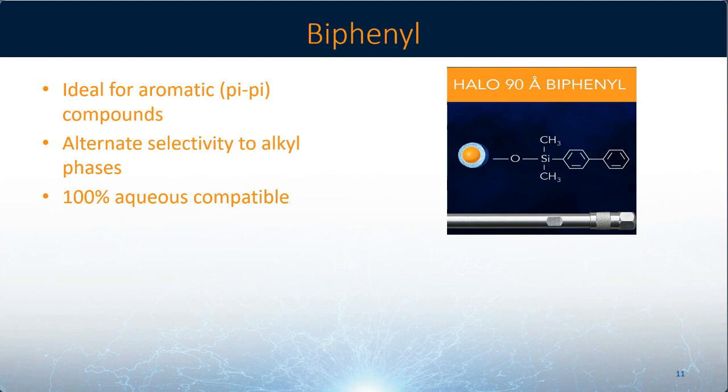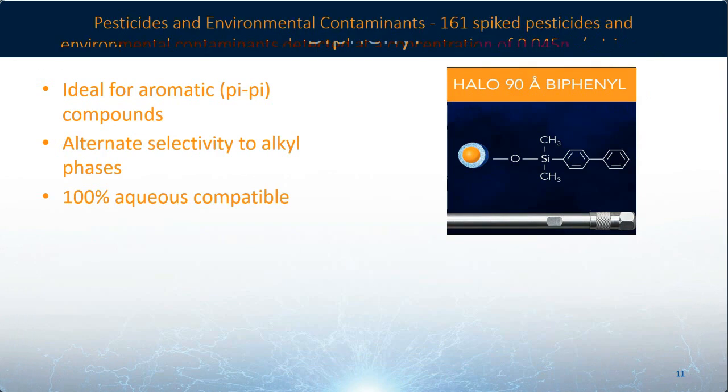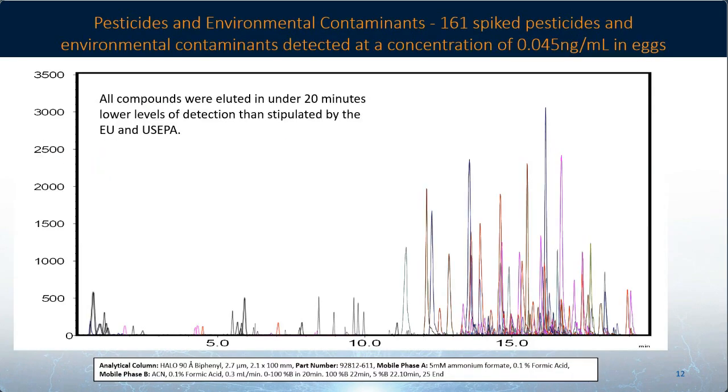Because there are so many pi electrons in conjugation, you get much better retention for small and polar analytes. So that's the reason that we wanted to use the biphenyl for this. And if we see here, we have an example of 161 spiked pesticides and environmental contaminants that are detected at a concentration of 0.45 nanograms per milliliter in eggs. So we are lower again in terms of our 0.45 nanograms per mL.